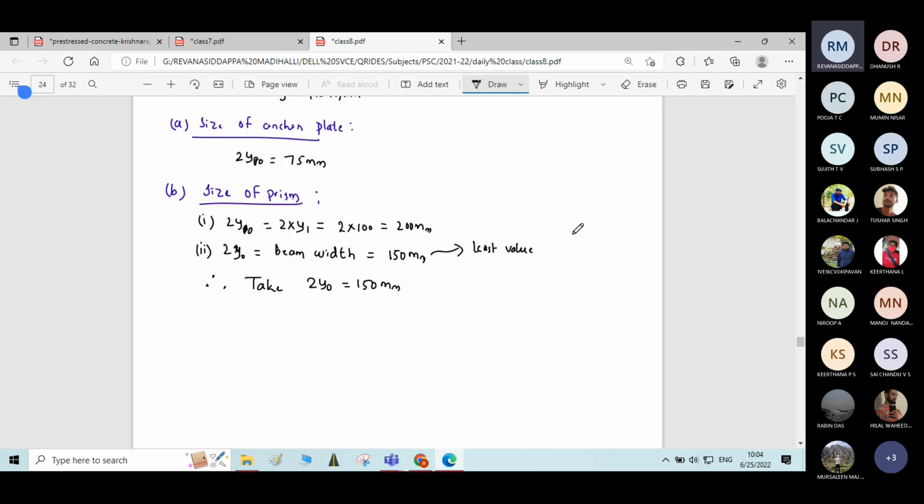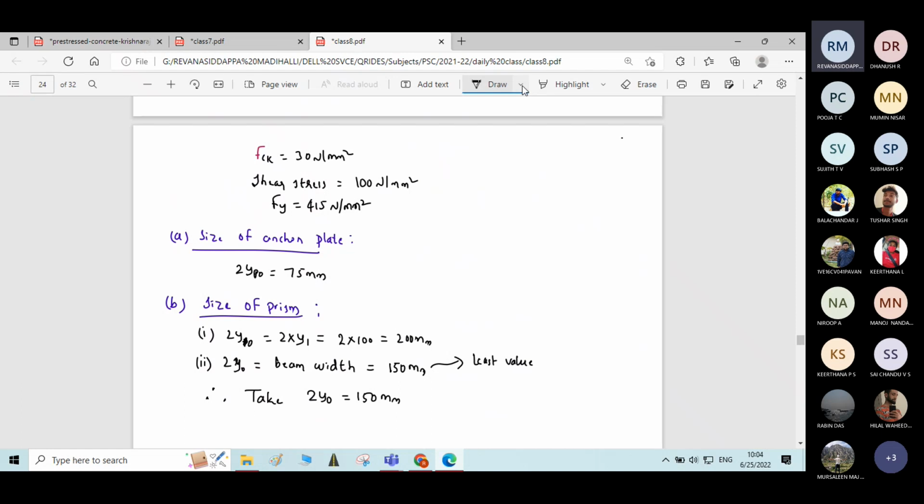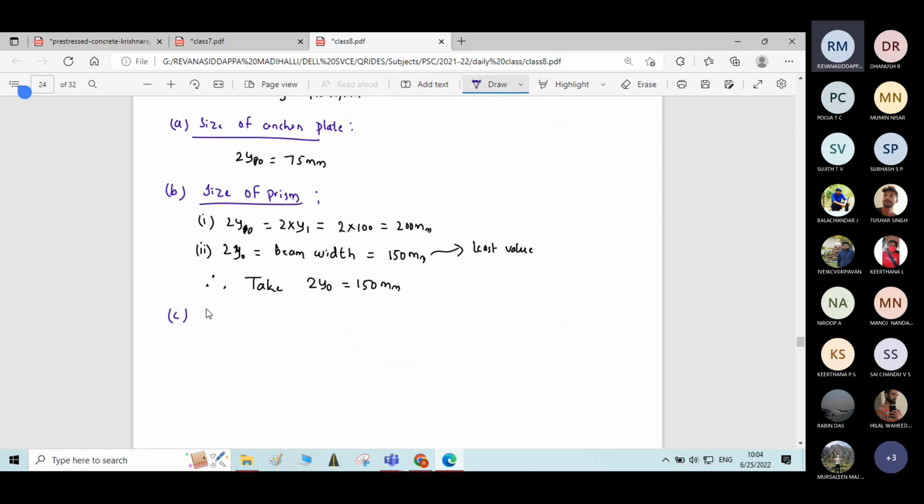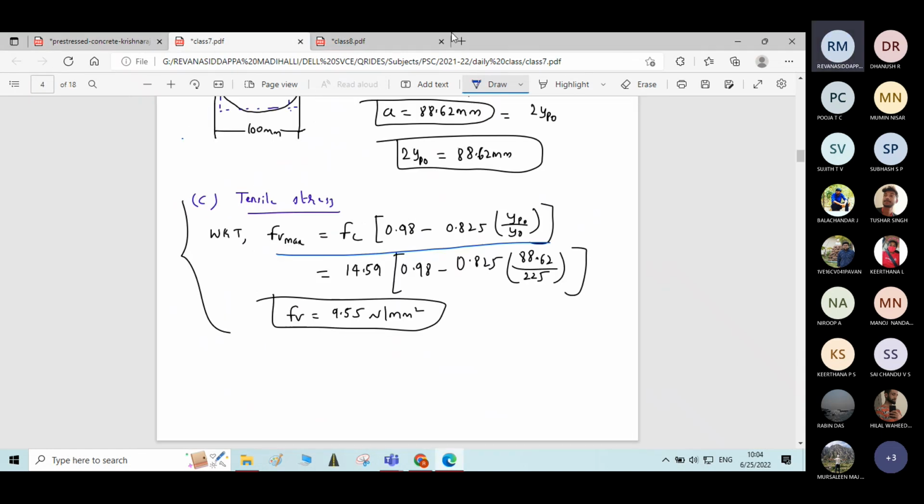Okay. So to design the reinforcement, we need the bursting force, correct? Therefore, first you find the bursting force, FBST. We have the formula for bursting force in the code book. In page number 36, it is available.